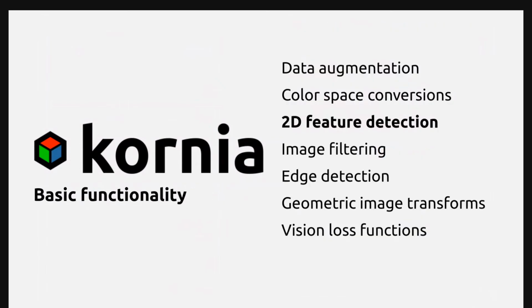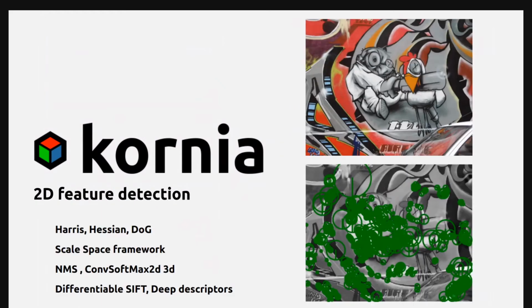Next, we have, I think, one of the most interesting modules. It's for 2D feature detection. The community for feature detection already has a lot of libraries implementing these algorithms. But the interesting thing here is that we have also implemented some of these algorithms in PyTorch, for example, to compute the Harris corner responses, the Hessian responses, and the difference of Gaussian algorithms.